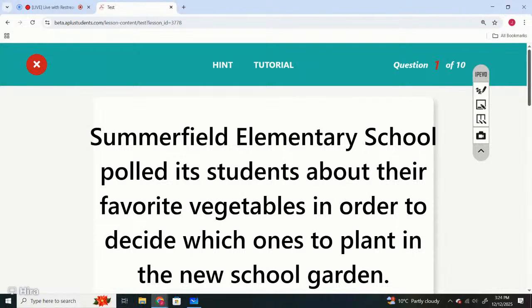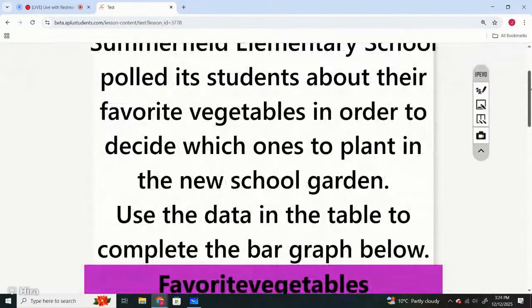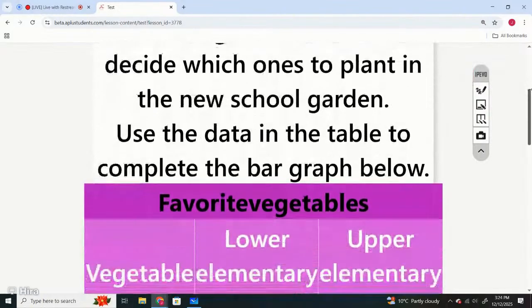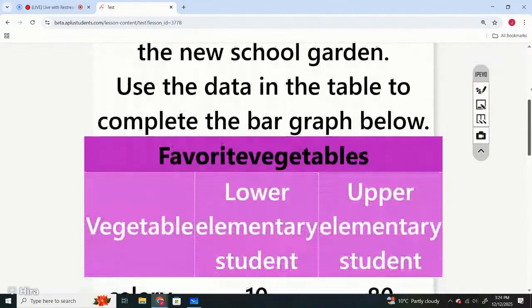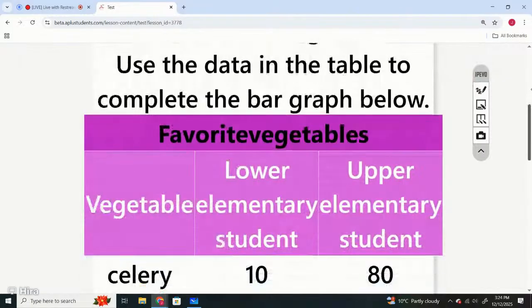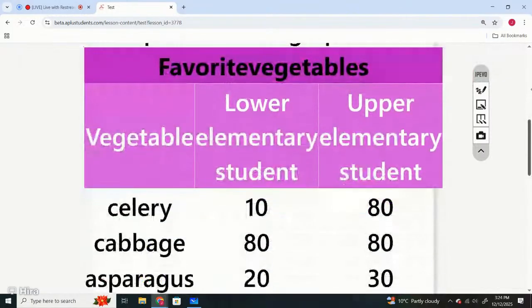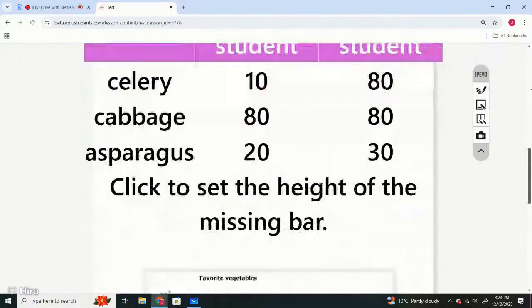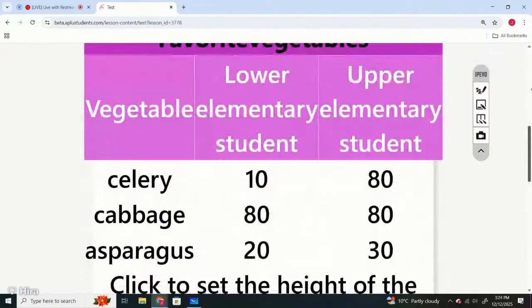Summerfield Elementary School polled its students about their favorite vegetables in order to decide which ones to plant in the new school garden. Use the data in the table to complete the bar graph below. So, here is the table of values for their favorite vegetables. Click to set the height of the missing bar graph.